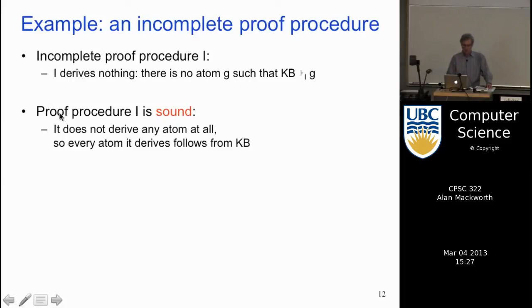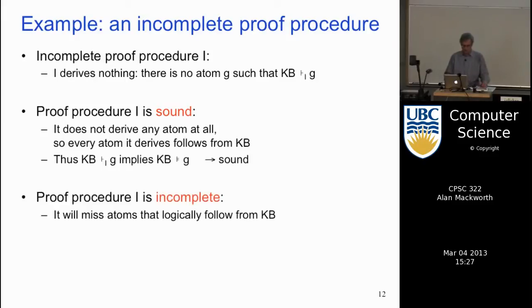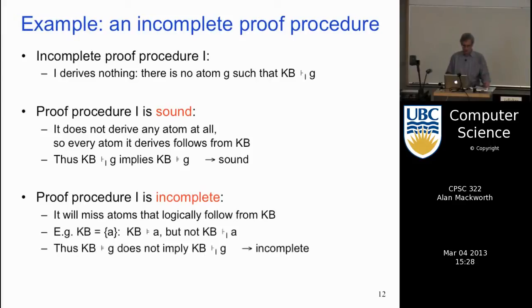So this incomplete procedure, we'll call it I. There's no atom G such that G is derivable. But it is sound. It's so careful it doesn't derive any atoms at all. So every atom it derives, of which there are none, does follow from the knowledge base. It doesn't go overboard and prove theorems that aren't true, because it doesn't derive anything. Okay, so it's sound, but it's incomplete, because any atoms that do logically follow from the knowledge base will be missed. So these are the two extremes, and we want to come to the middle and find procedures that are both sound and complete.